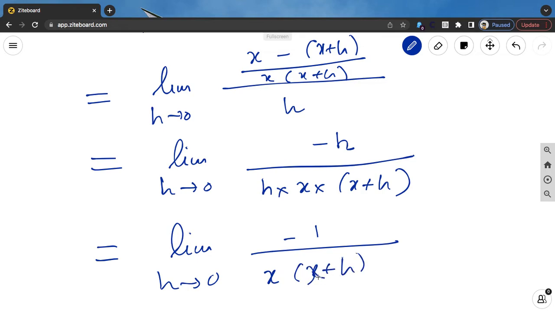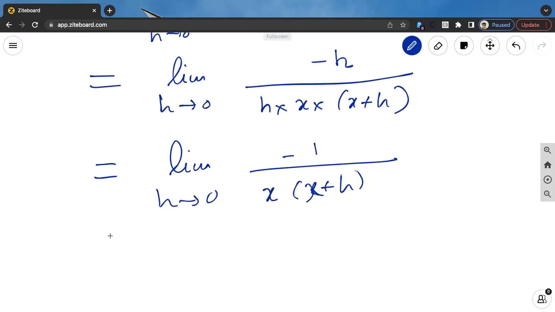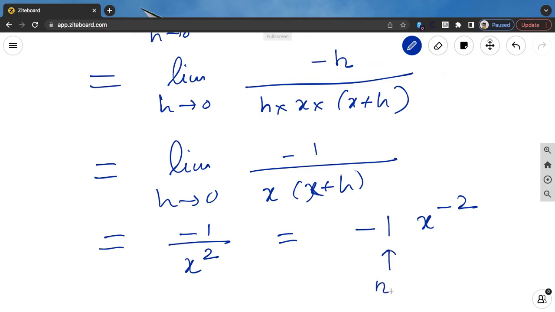Now can I substitute h as 0? Yes, you can, because there is no problem of division by 0. So I'm left with the expression minus 1 by x square, which can be written as minus 1 times x raised to minus 2. Is this n times x raised to n minus 1? Well, n was minus 1. So minus 1 and minus 1 is minus 2. Yes, it is working. So be it negative powers or fractions, this n times x raised to n minus 1 is working.